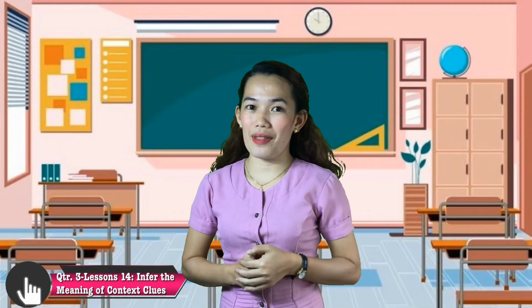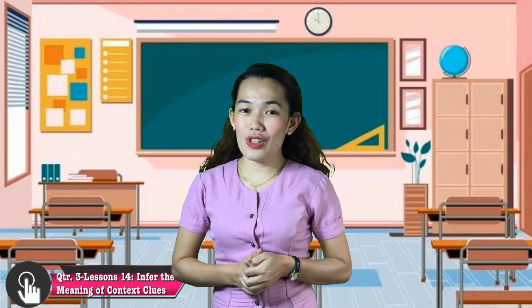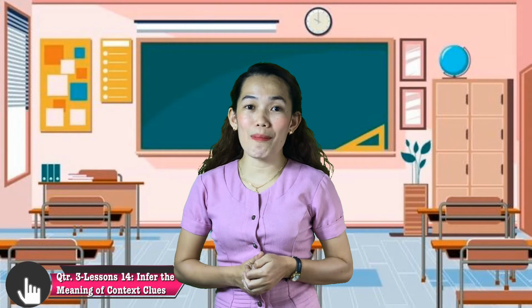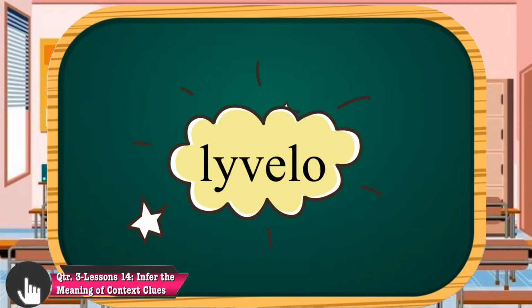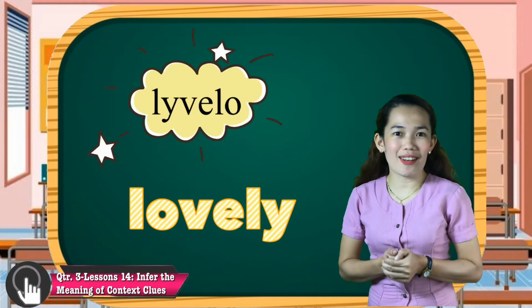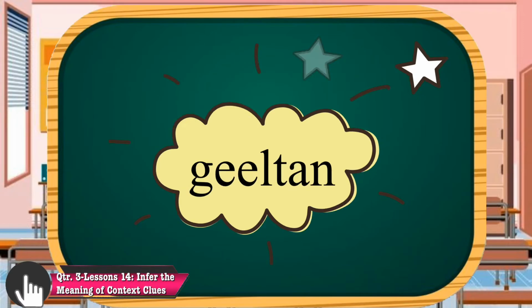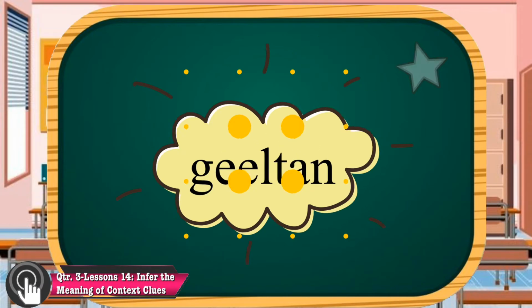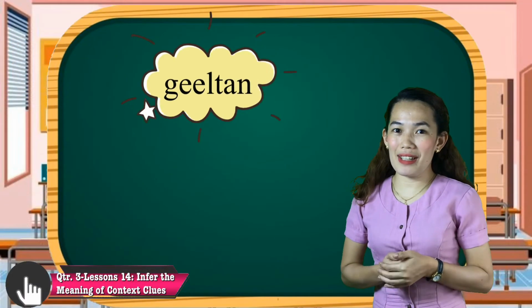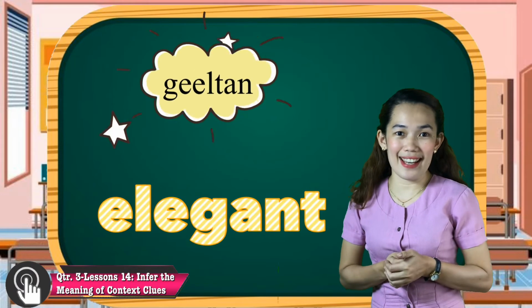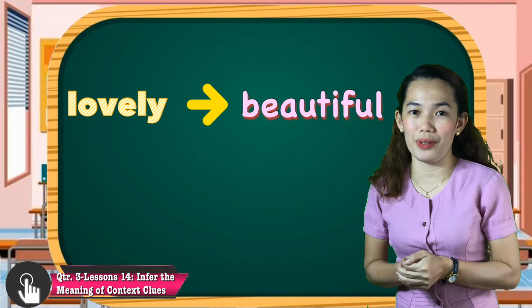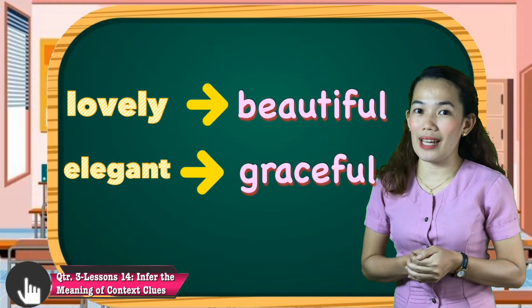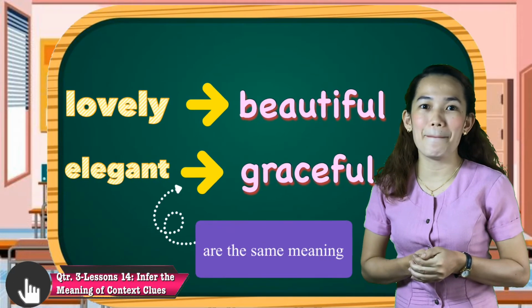Now let's try this activity. Arrange the jumbled letters to match the given word. Figure out these letters. Lovely! You got it! And here is the second one. You arranged it correctly. It's elegant. Good job! Lovely and beautiful, elegant and graceful have the same meaning.